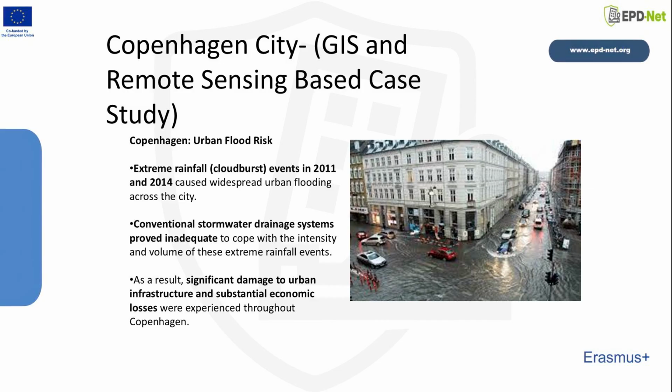This slide presents the background of urban flood risk in the city of Copenhagen. In particular, the extreme rainfall, cloudburst, events in 2011 and 2014 resulted in widespread urban flooding due to the high intensity of precipitation occurring over short periods. During these events, conventional stormwater drainage systems proved inadequate to cope with the intensity and volume of extreme rainfall. Once the design capacity of the existing infrastructure was exceeded, system performance declined significantly, leading to an increased flood risk. As a consequence, transportation infrastructure, buildings, and public spaces across Copenhagen experienced severe damage, accompanied by substantial economic losses.